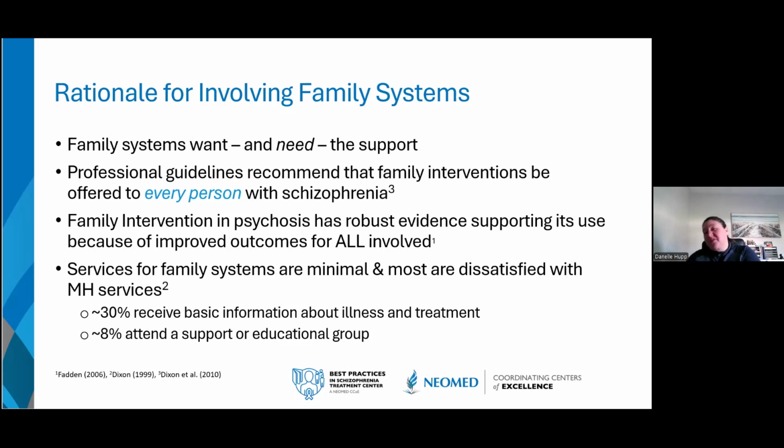Unfortunately, right now, services for family systems, especially in any kind of formal way, are pretty minimal. Clinicians who are providing one-to-one treatment, especially with adult clients, have very limited contact with family systems. And as a result, unsurprisingly, those family systems tend to be pretty dissatisfied with mental health services. Only about 30% receive basic information about what's going on with their loved one. And of those, 8% attend a support or educational group that's designed for families. That's a really, really small proportion of what I would say is one population, those living with psychosis, that really need that support from all angles the most when compared to some other disorders.